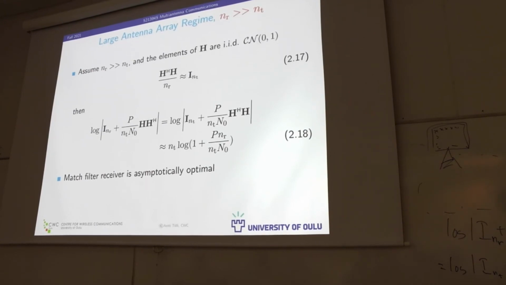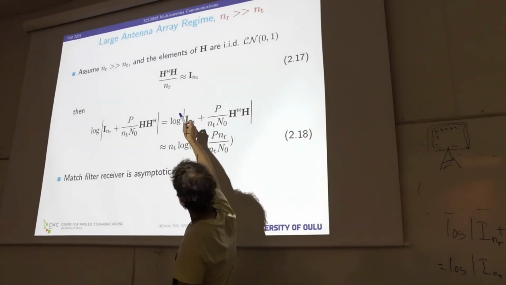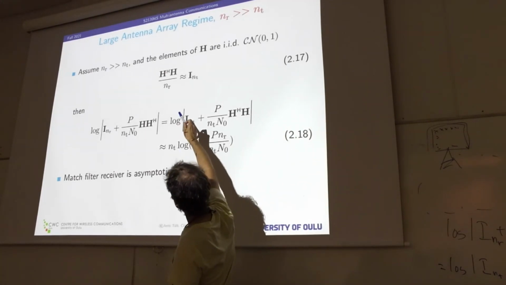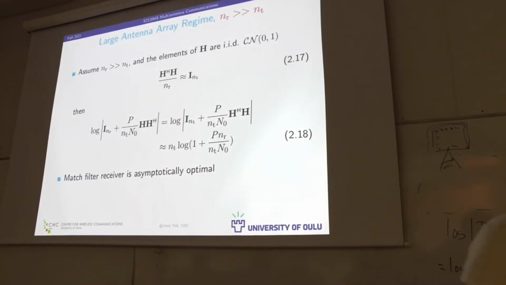So now we can move this one here as a normalizing factor, right? So P over N_T over N_0. So we normalize this H Hermitian H by N_T and look at the properties of this. So when N_R becomes much larger than N_T, the normalized version of H Hermitian H becomes diagonal. We can check this also very quickly.